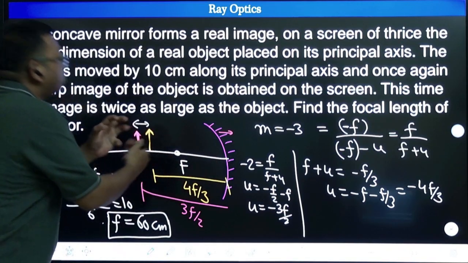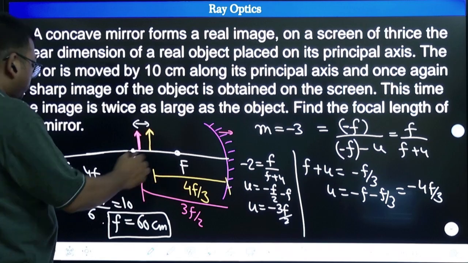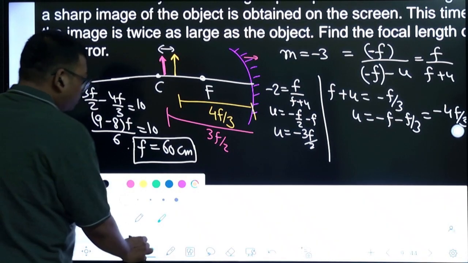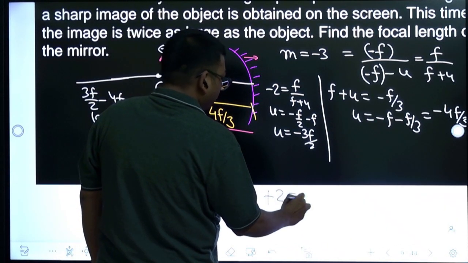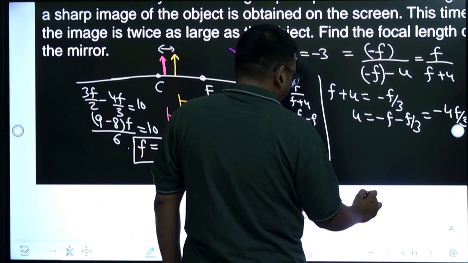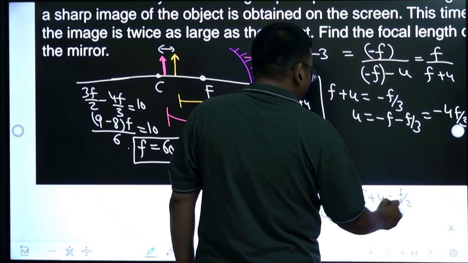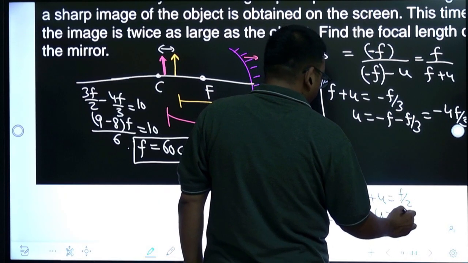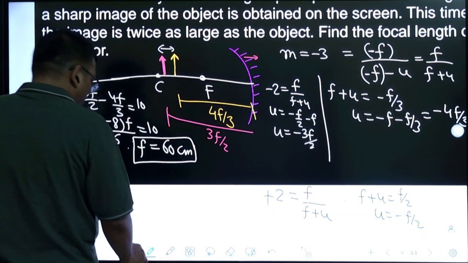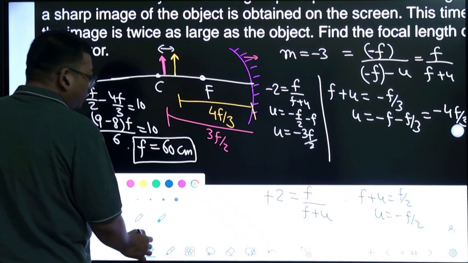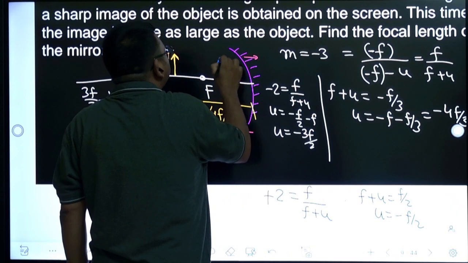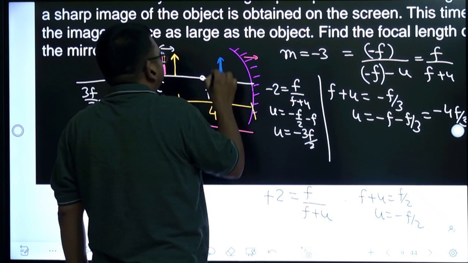But suppose you move closer, so take the magnification as +2 and check what happens now. Magnification +2 is f by f plus u. Then from here, f plus u is equal to f by 2. So u becomes equal to minus f by 2. That is also a possibility. So now where do we have to keep the object? We have to keep the object at a distance of minus f by 2, half of the focal length. It is possible that we can keep the object here also, right?